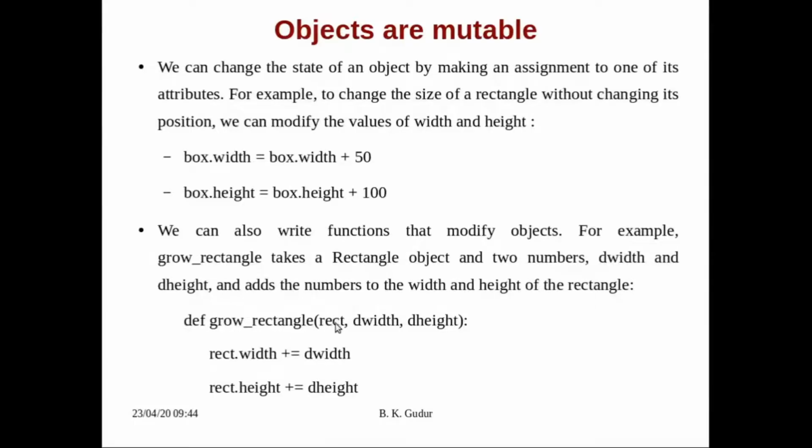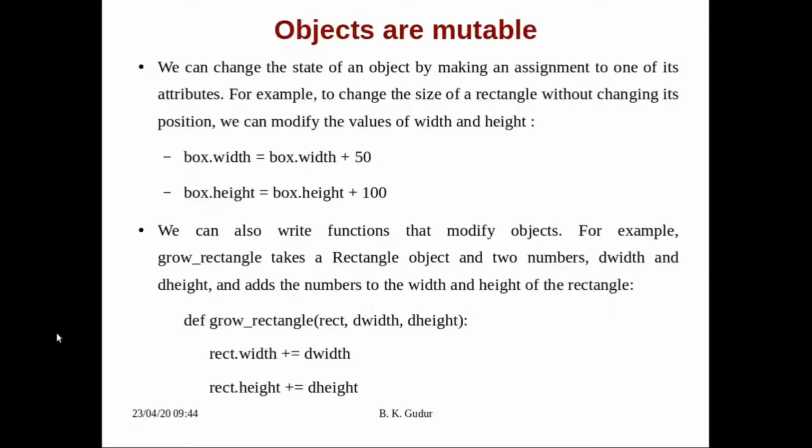Say it is going to take a rectangle object and two numbers, meaning this rectangle is going to grow by this much width and this much height. It's very simple. To whatever width is already there, you add this incremental width, and to the existing height you add this incremental height. And later if we print the rectangle, obviously the rectangle will have grown by this much width and this much height.